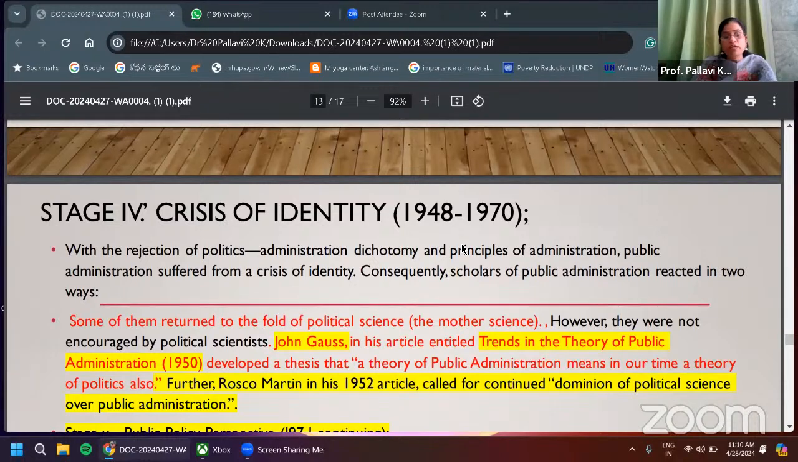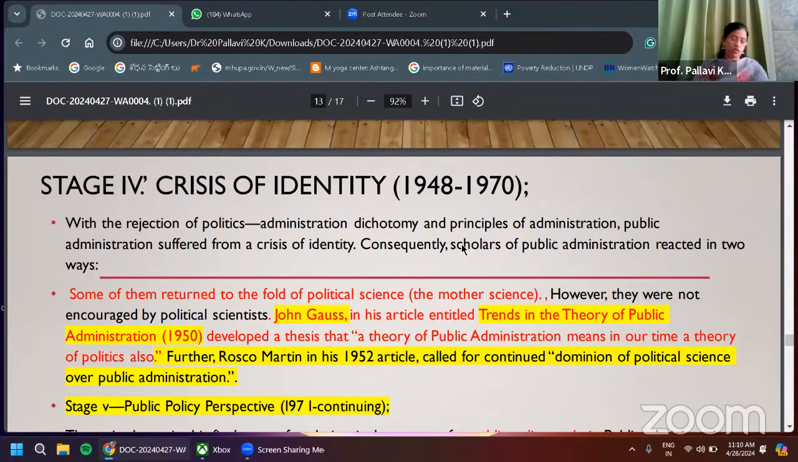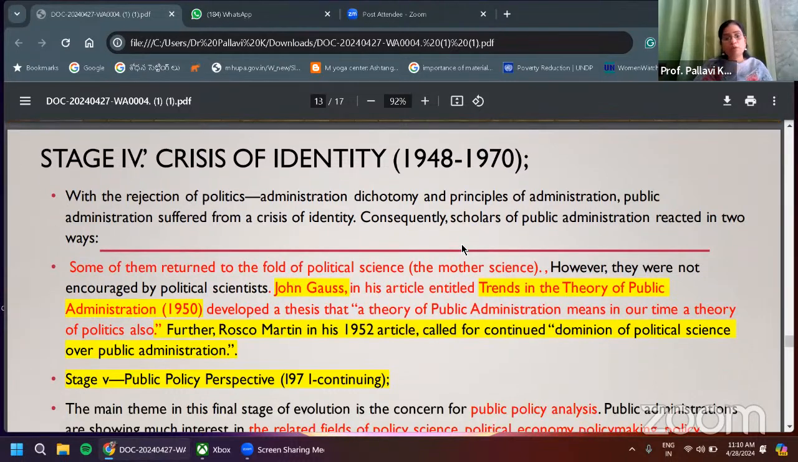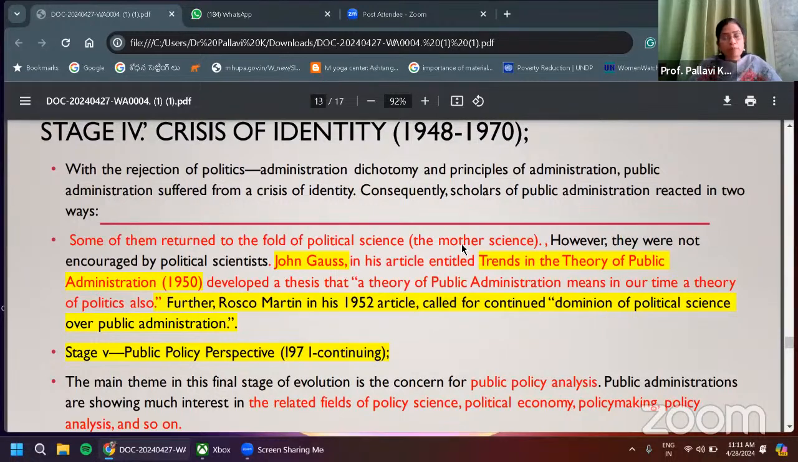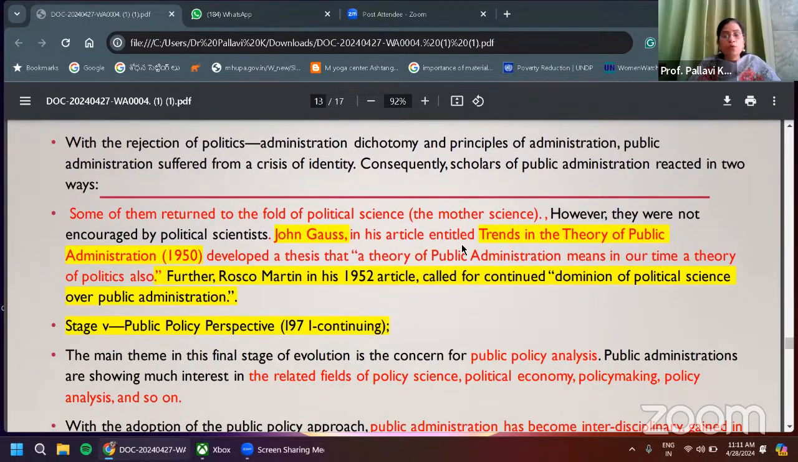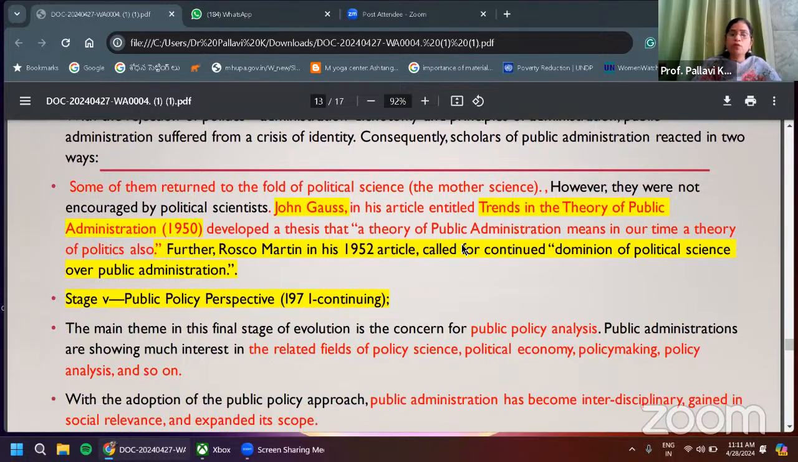Then stage 4, that is the crisis of identity. Now, from 1948 to 1970, the period is described as the crisis of identity. Now, when the politics and administration dichotomy and the principles of administration suffered from the crisis of identity, because many of the scholars, many of the people who have really supported public administration, later they have come back to the political science only.